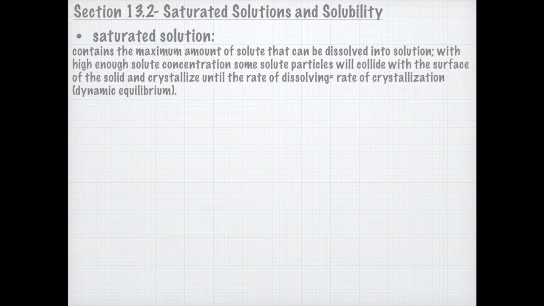Well, if you have a high enough solute concentration, that will increase the likelihood that solute particles will collide with the surface of the solid. And if they collide with the surface of the solid, they're going to crystallize, which is the opposite process of dissolving. So once you hit a certain concentration of solute, the rate that the solute is dissolving is going to equal the rate that the dissolved particles are crystallizing. Once the rate of dissolving equals the rate of crystallization, you've reached what we call dynamic equilibrium, which we've already talked about. The rate of one process equals the rate of the opposite process. At that point, no more solid can be dissolved, and therefore the solution is what we call saturated.